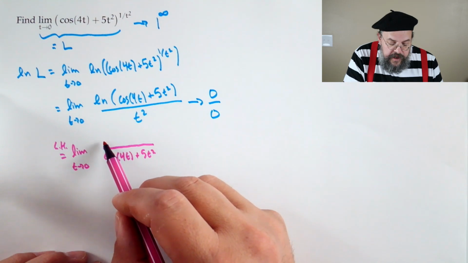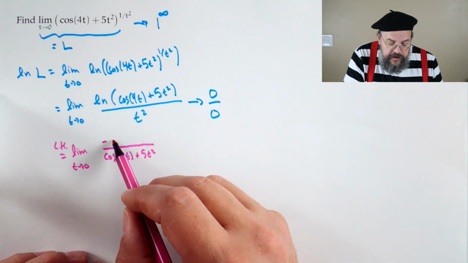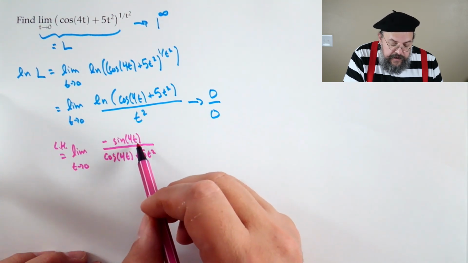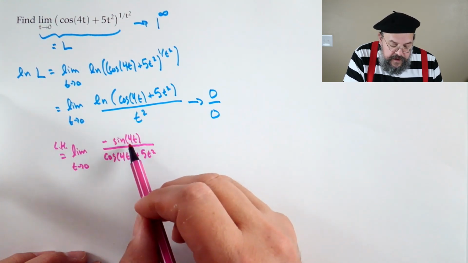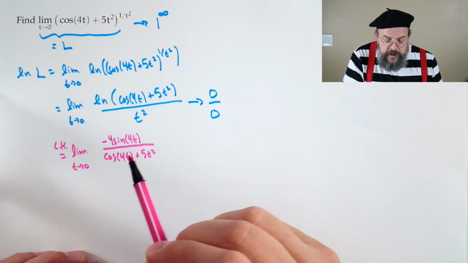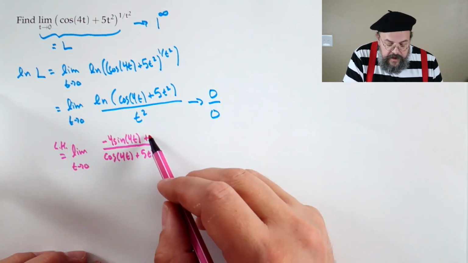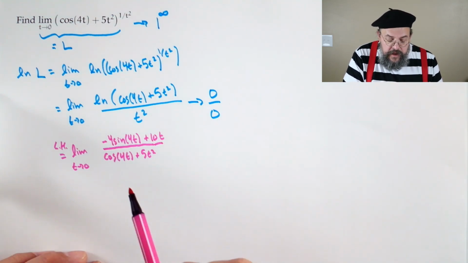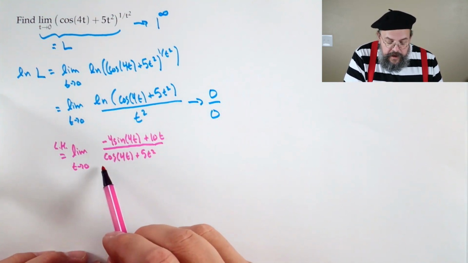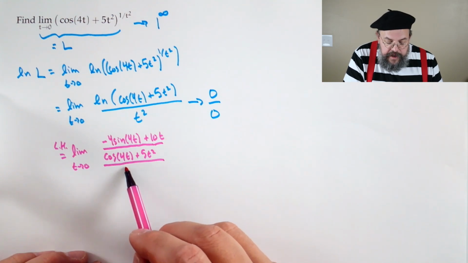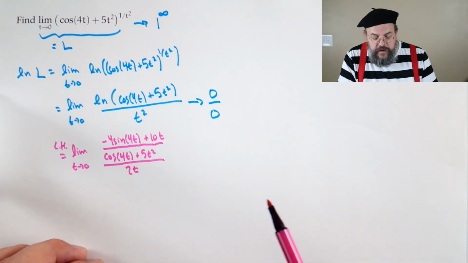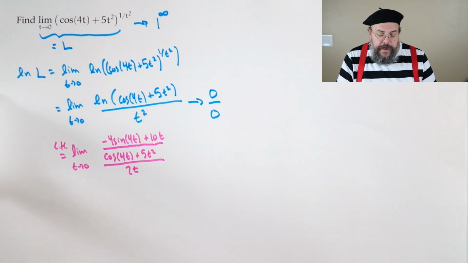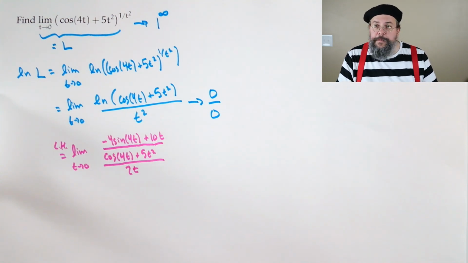Well, derivative of cosine is negative sine of 4t, and then here times the derivative of the inside, 4, and then plus derivative of 5t squared, 10t. So this 4 is coming from the chain rule. All right, so that's the derivative of the top. All of that divided by 2t. Good. Now, what do? Well, we have to clean up a little bit.